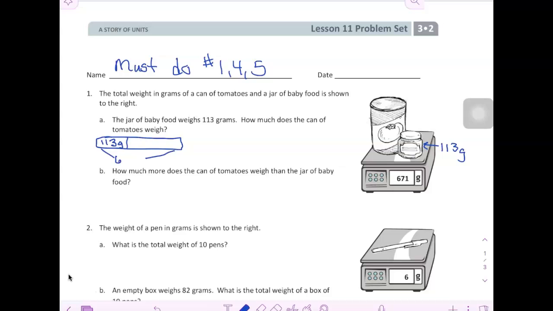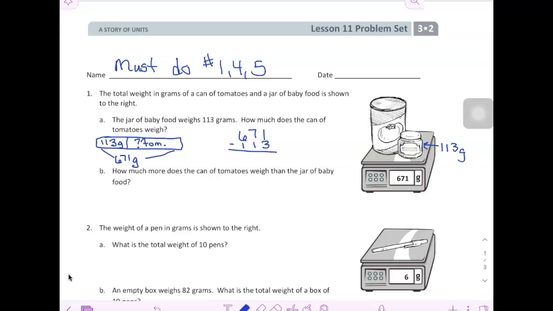We know the total weight is 671 grams. What we don't know is the weight of the tomatoes. I'm going to abbreviate tomatoes. Pause the video anytime you need to, but your problems should look just like mine. So if I know the total and then I know one of the other numbers, that tells me that I can subtract these numbers. So I'm going to go ahead and do 671 minus 113.